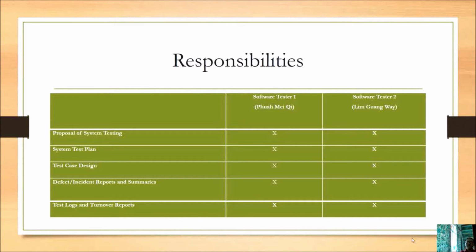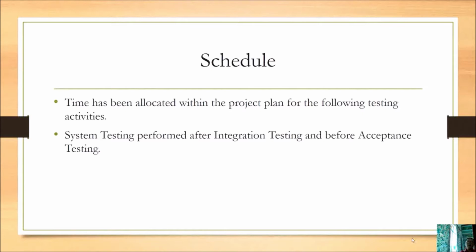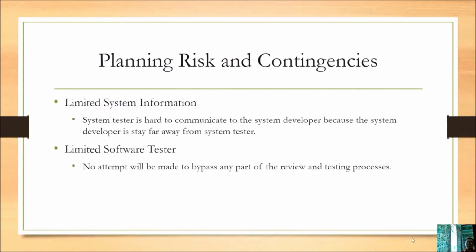Next, responsibility. So these are the tables we designed for the responsibility. You can see we have a proposal of system testing, system test plan, test case design, defect or incident report and summaries, and test logs and turnover reports. Schedule. Time has been allocated within the project plan for the following testing activities: system testing performed after integration testing and before acceptance testing.